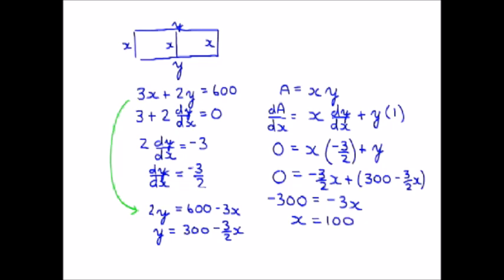And then I take that value of x, substitute it into the equation y is equal to 300 minus 3 divided by 2 times x. And I can solve for the corresponding y, and I end up with y equaling 150. So I just put in the units of measure. It's 100 meters and 150 meters. These are the same answers that we obtained when we used the first method.